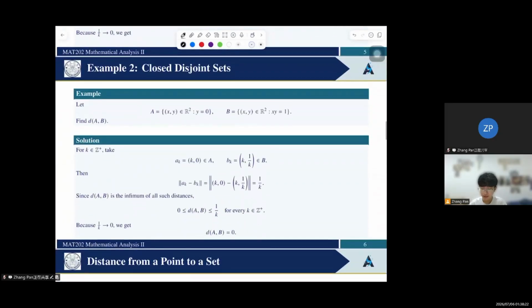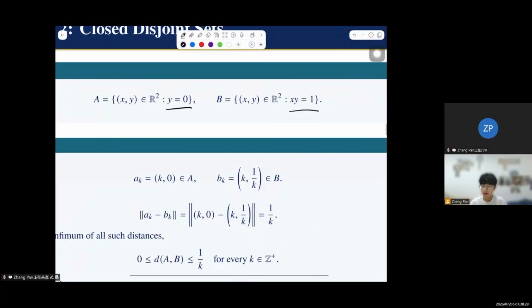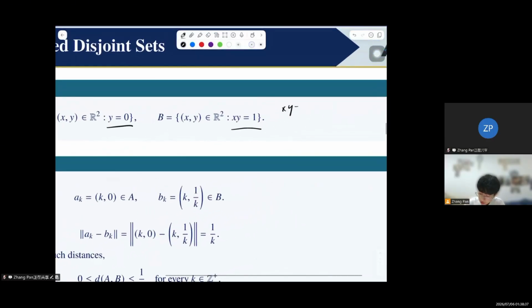Here is the second example, closed disjoint sets. The set A is y equals 0 and B is xy equals 1, so their product is equal to 1. A and B are both closed sets. Since xy equals 1, y cannot be 0, so A and B are also disjoint.